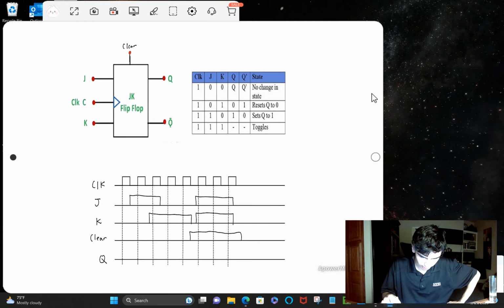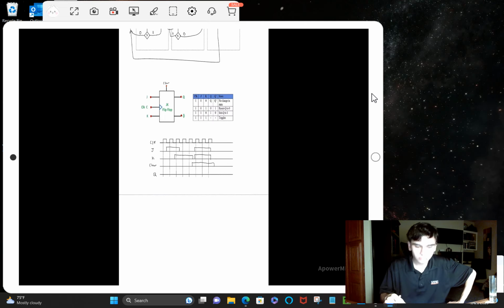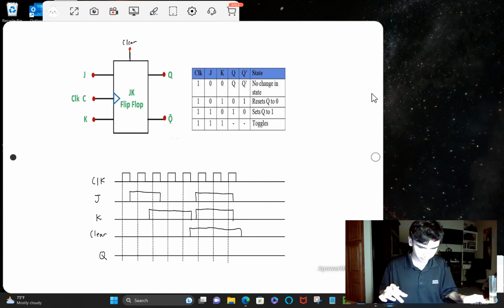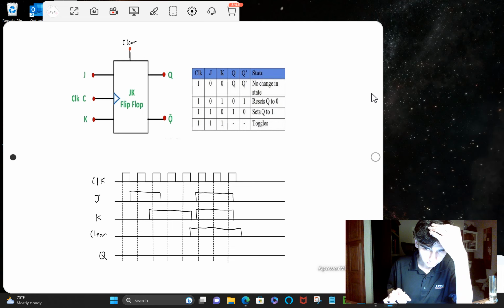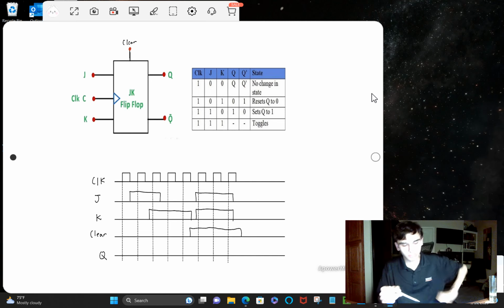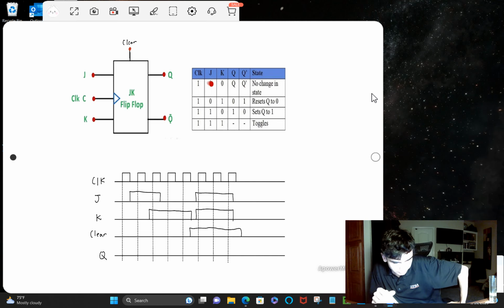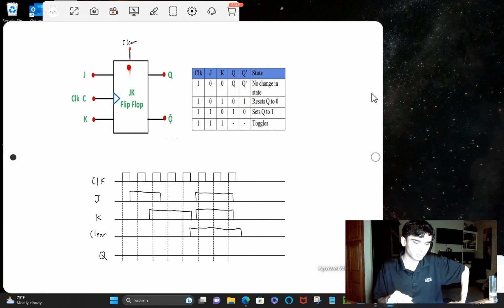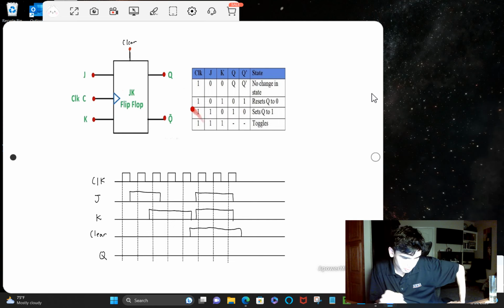Okay, the final thing that you have to worry about is this kind of problem. So you're going to be given a flip-flop, might be a JK, might be something else, and you're going to be given a timing diagram, and you're going to have to fill out what Q is going to be. So you need to get the truth table, and for this flip-flop, this is the corresponding truth table because there's nothing different about it.